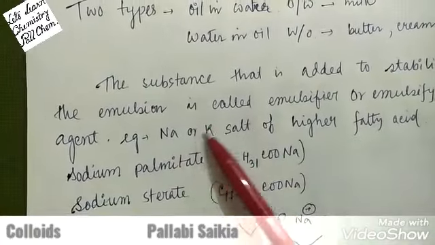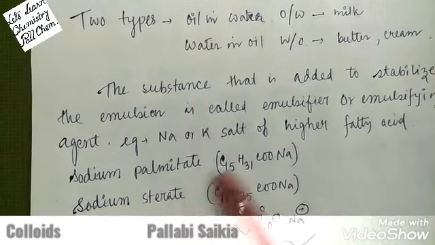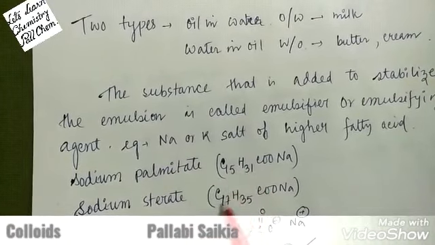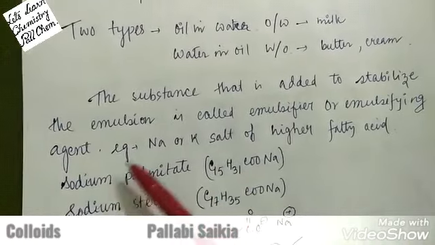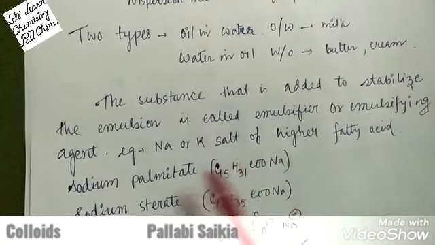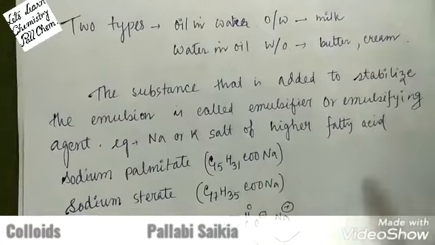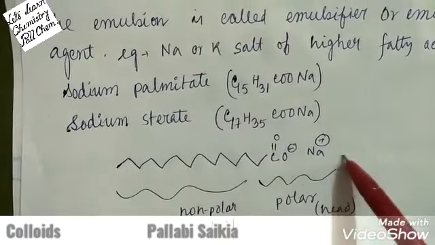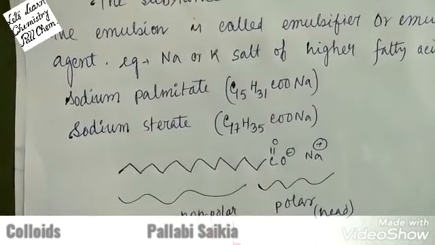so sometimes a substance is added to stabilize the emulsion, and that is called an emulsifier or emulsifying agent. For example, the sodium or potassium salt of a higher fatty acid: sodium palmitate, C15H31, or sodium stearate, C17H35. These have a longer chain, and they are sodium salts of higher fatty acids. This is the structure of a longer fatty acid.